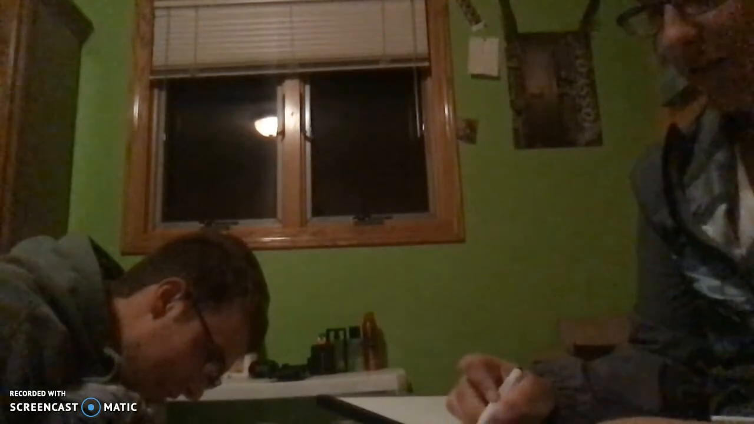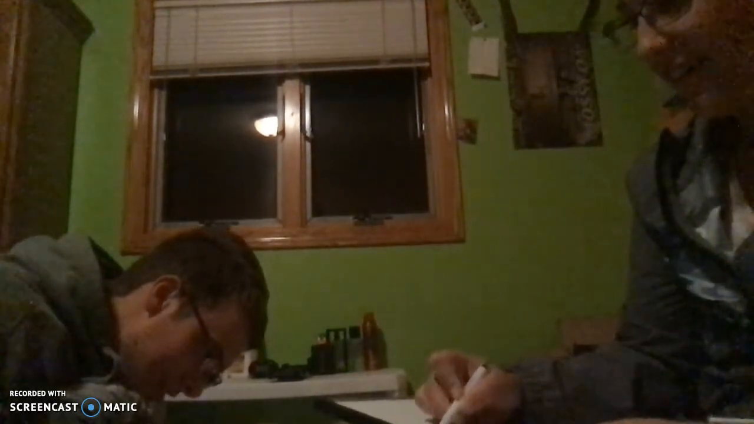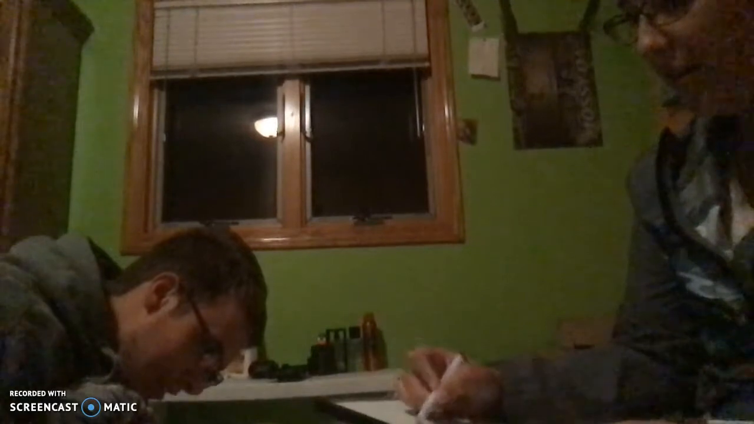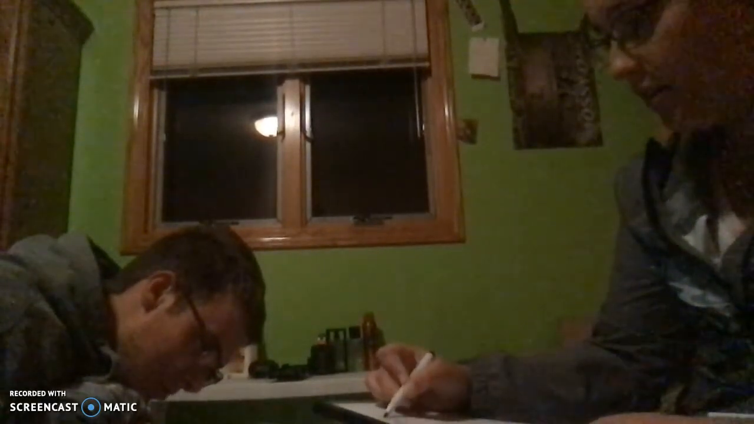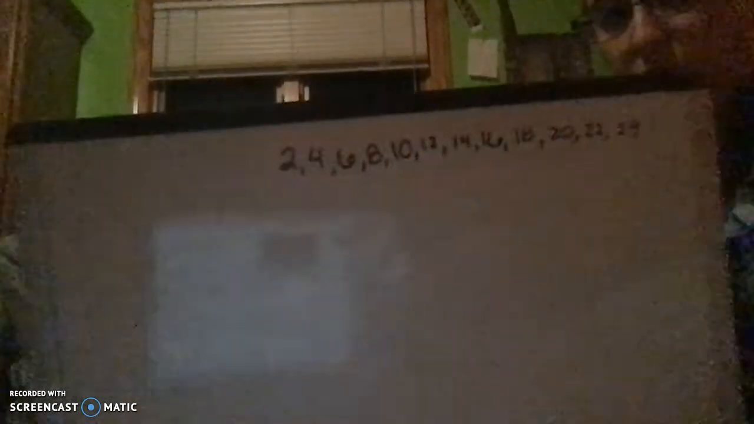2, 4, 6, 8, 10, 12, 14, 16, 18, 20, 22, 24. Perfect. So now we've counted all the way to 24. Now, some people are going to be tricky, and patterns will show up on your paper like this. I'll give you guys an example, and I'm going to want you to fill in the blanks.